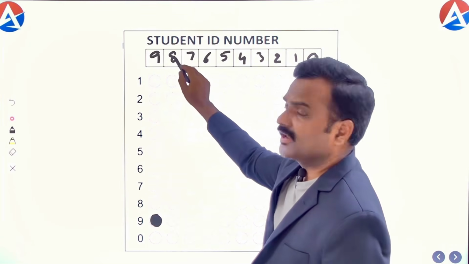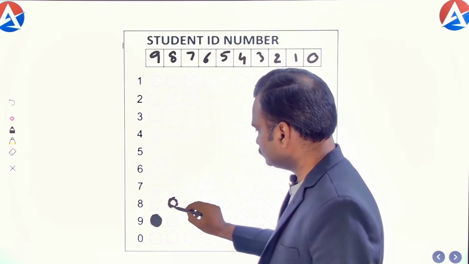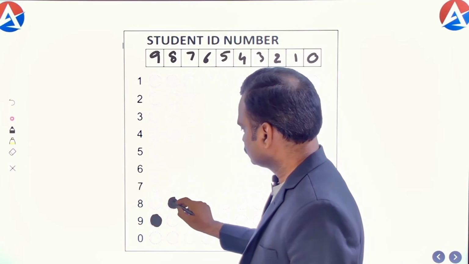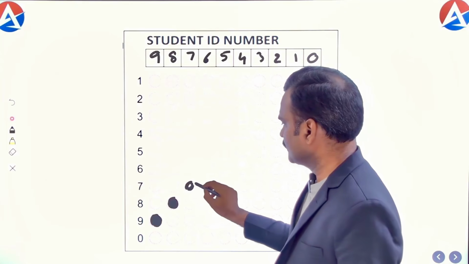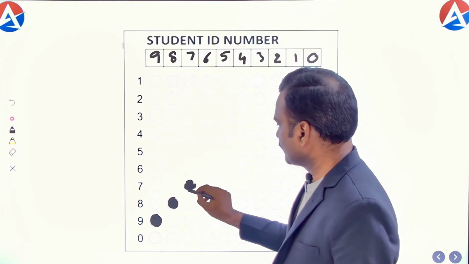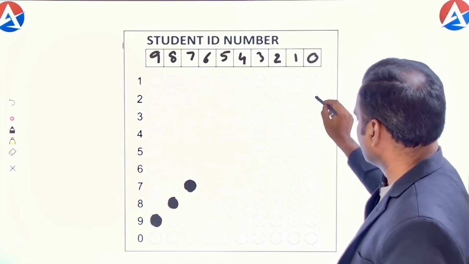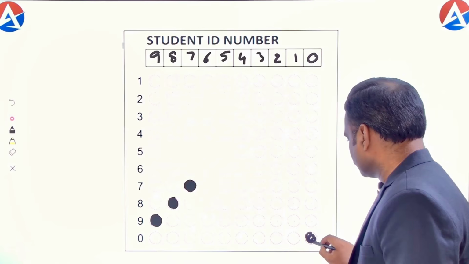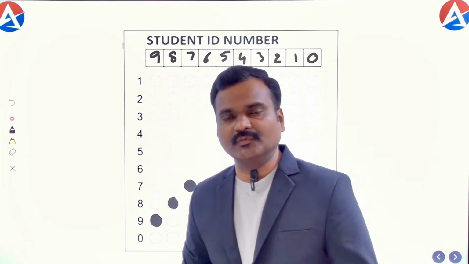And if they write 8 here, they have to bubble 8 below it in the respective circle. And here they have written 7, so they have to bubble 7. In this way, whatever number is written in the square box at the top, the same number should be bubbled below it in the respective circle. So this ID number bubbling should be done very carefully.